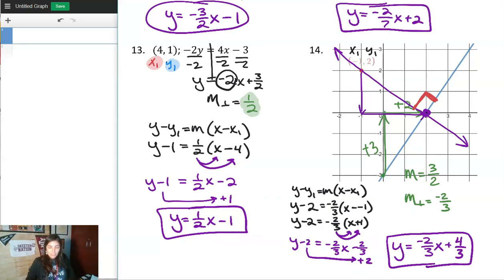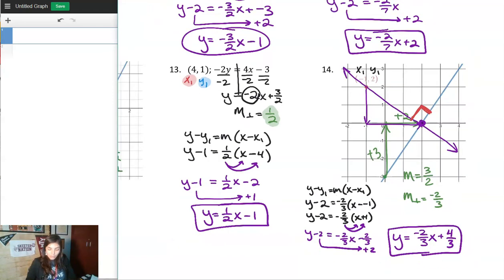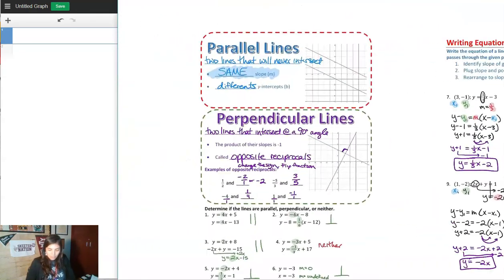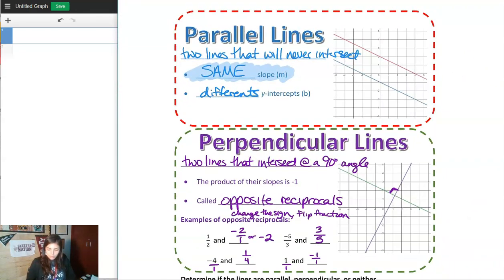So the main gist that I need us to know today is how to visually tell the difference between parallel and perpendicular lines. So that goes back to these graphics right here. These graphics are super important because parallel lines will look like they would never intersect. And perpendicular lines with their opposite reciprocal slopes meet at a right angle or 90 degrees.